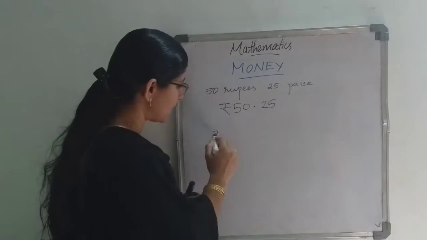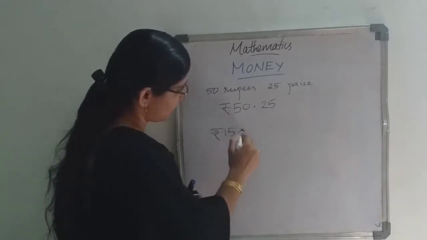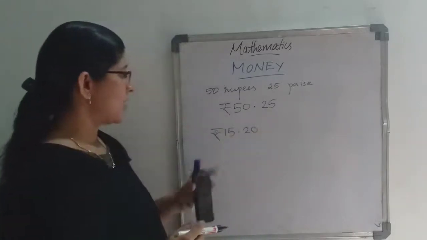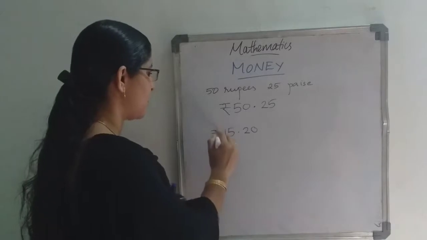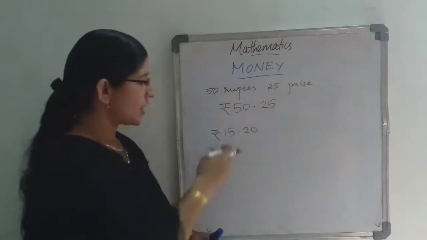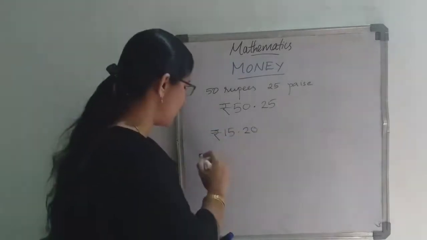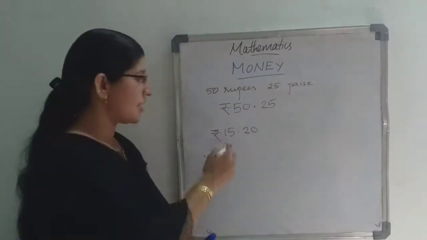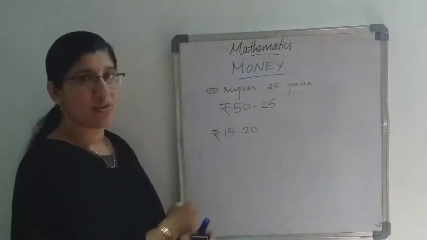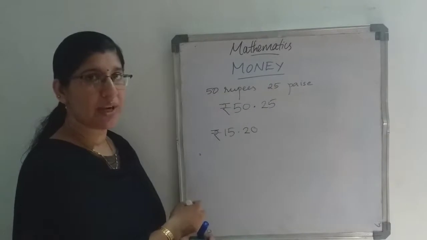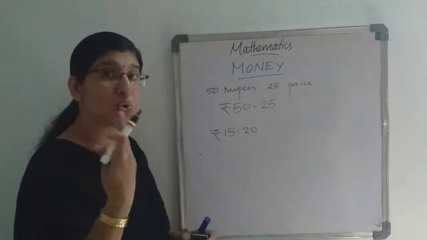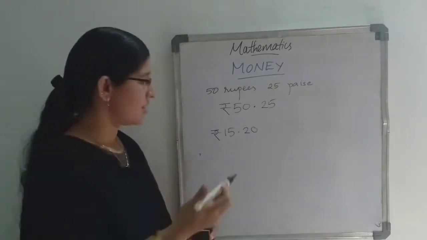Then just read this one. All of you try to read this. How will you read this one? Whenever you get this type of question, you need to write in words. This is given in figures, and you need to write in words, in letters. So you need to know how to read this first, then only you can write it. Then how much is it?